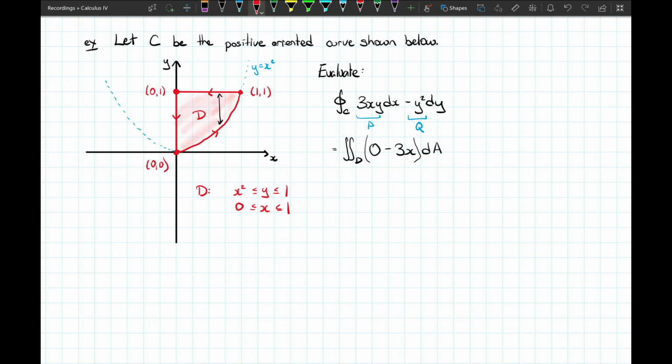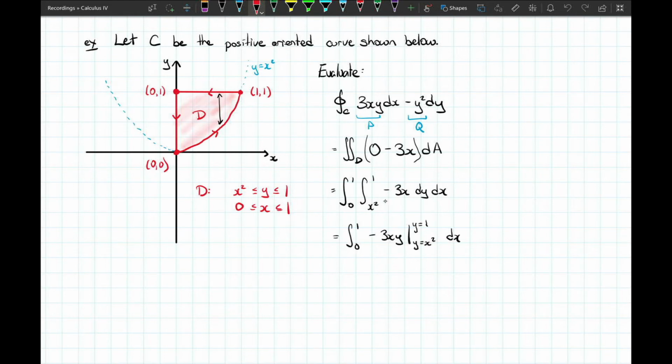We could have also treated this as a type 2 region, where we see that the boundaries on x always go from x equals 0 to x equals the square root of y, for values of y going from 0 to 1. But since we already have our function given in the form y equals x squared, it might make more sense to write this iterated integral as dy dx. So we'll change that to the iterated integral, and we'll start integrating with respect to y.